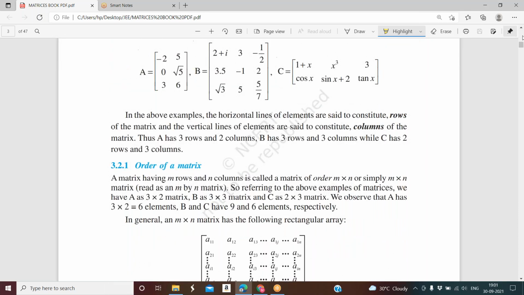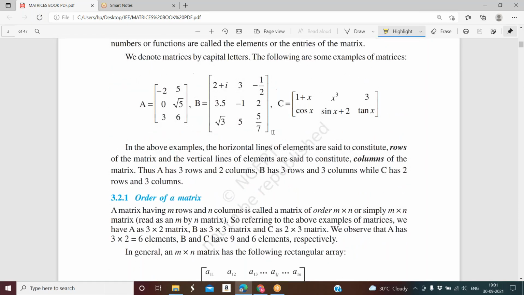Here we can see examples for matrices. See the first matrix A. A is a matrix of order what? How many rows are in A? There are 3 rows and 2 columns. So this is a 3 by 2 matrix, a 3 cross 2 matrix.